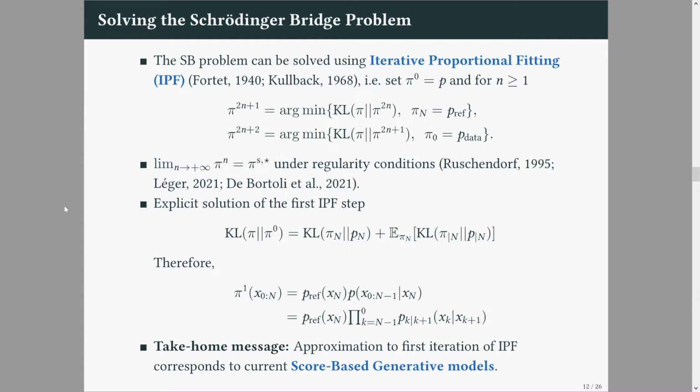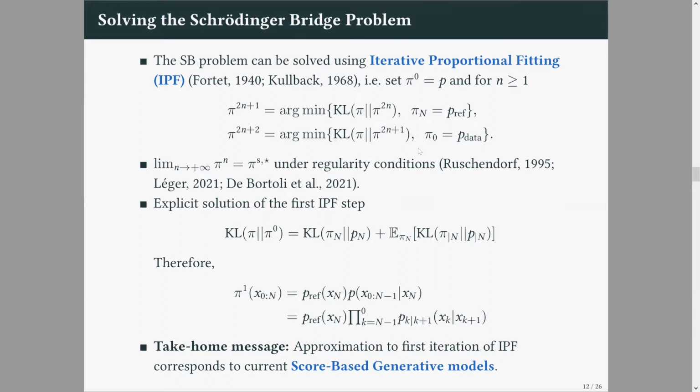Remember what we want to solve. The original Schrodinger problem is to minimize the KL divergence, and you have two constraints. At time 0, you want the marginal to be equal to the distribution of the data, and at time n, the marginal to be equal to the multivariate standard normal distribution. Iterative proportional fitting is an iterative algorithm that enforces only one of these constraints at each iteration. At odd iterations, you constrain the process to have the multivariate standard normal as terminal distribution, and at even iterations, you constrain the process to have its initial distribution equal to the distribution of the data. You can show, under fairly weak regularity assumptions, that if you iterate this projection, it converges toward the solution to the Schrodinger bridge.